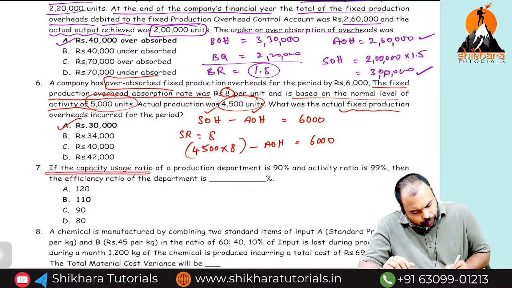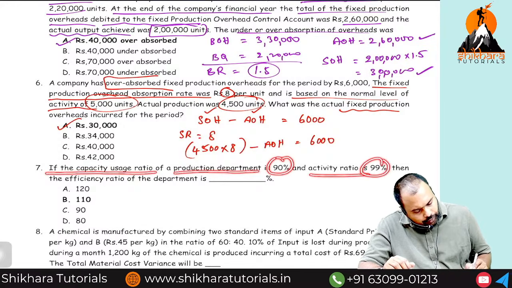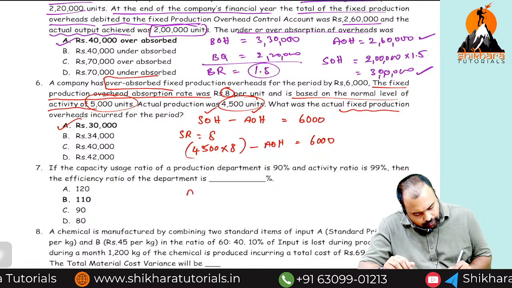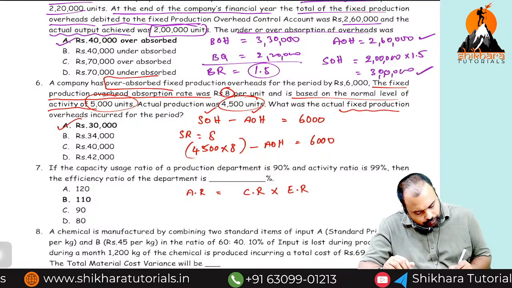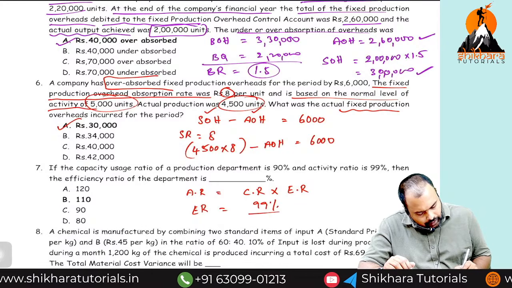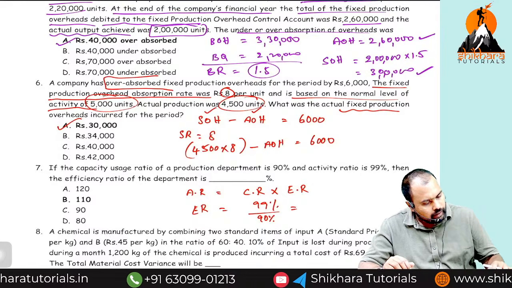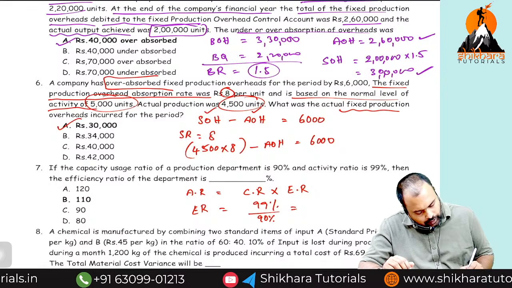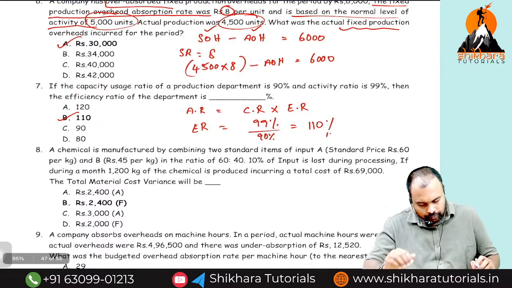If the capacity usage ratio of a production department is 90 and the activity ratio is 99, then what is the efficiency ratio? Activity ratio is equal to capacity ratio into efficiency ratio. So efficiency ratio is equal to 99% divided by 90%, which comes to 110%. Clear? Next.